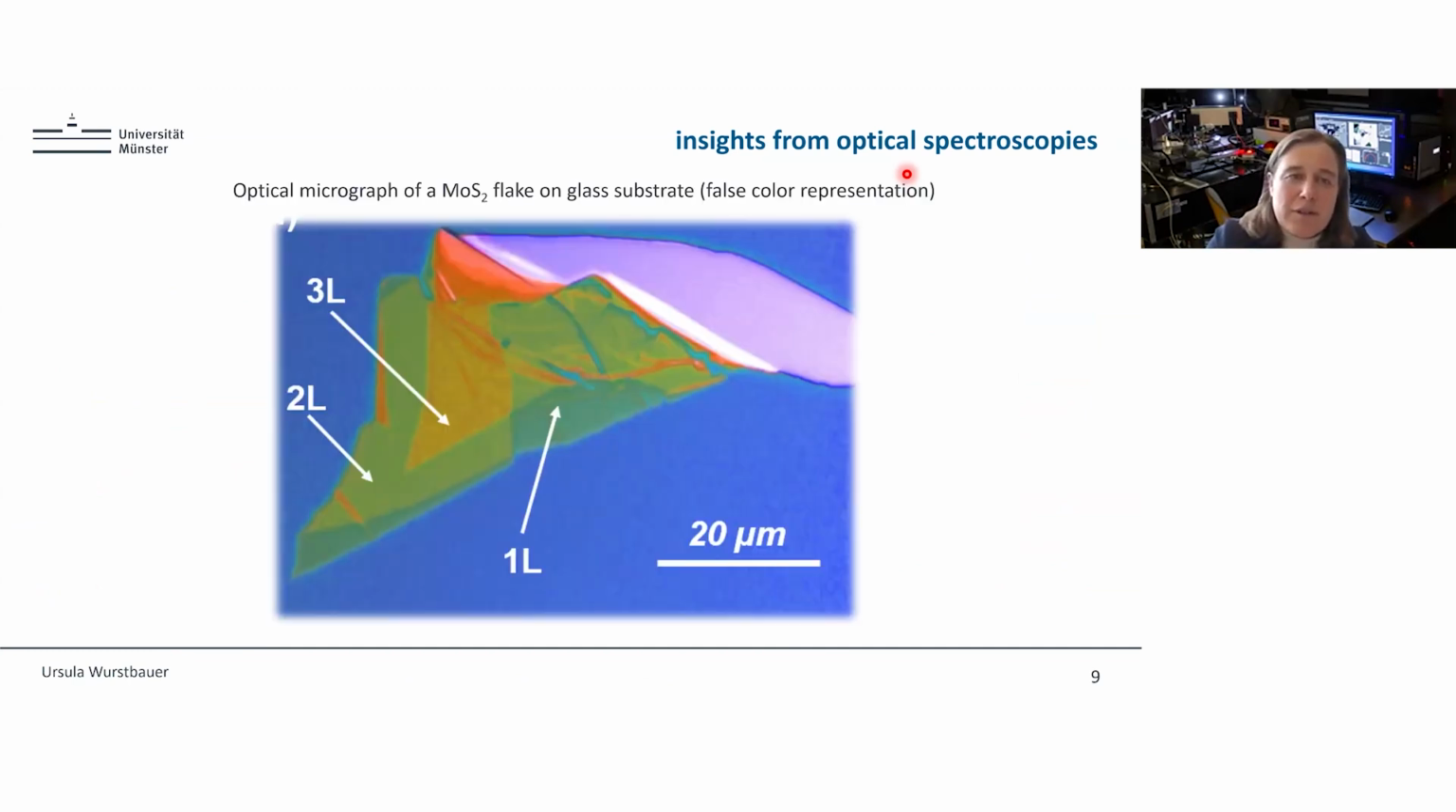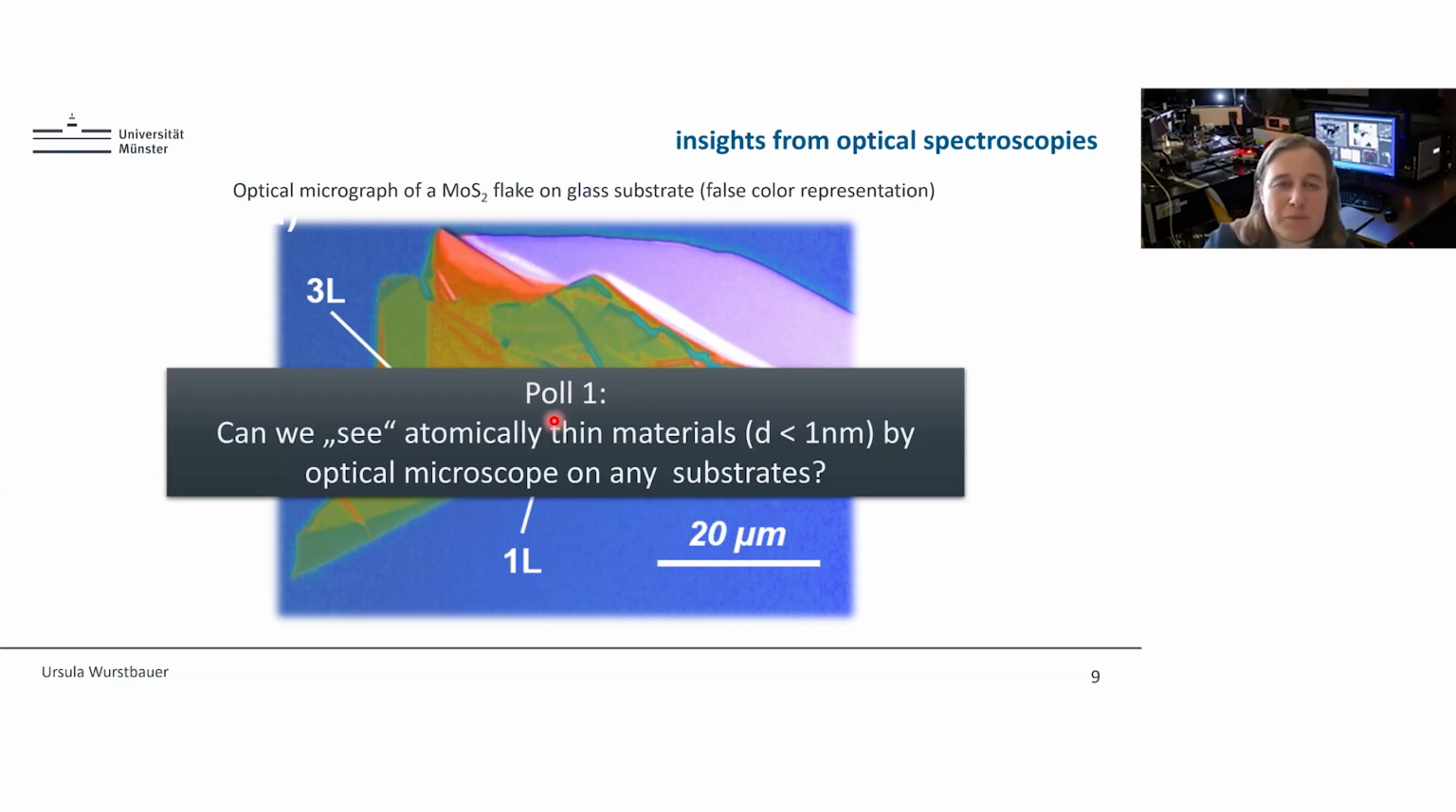Here it's an optical micrograph of a so-called molybdenum disulfide flake with some monolayer regions, bilayer region, trilayer, and bulk region. It's a false color representation to enhance the contrast a bit, but I guess we all agree the contrast is extremely high, particularly here. If you think about the monolayer, it's just about 6.8 angstrom thick, so less than 1 nanometer. And now my question to all of you is, why can we see these atomically thin materials with an optical microscope? And actually the question is not why can we see it, but can we see it on any substrate? So meaning, is it independent from the substrate material?